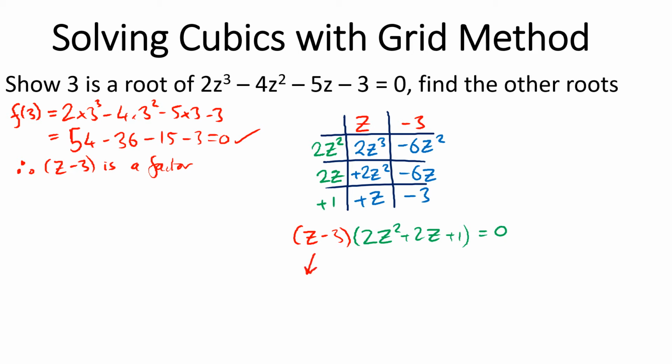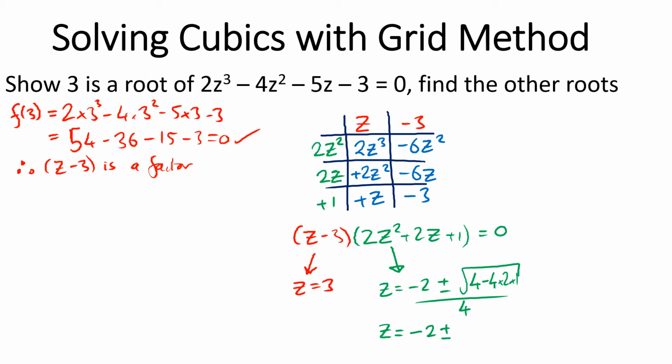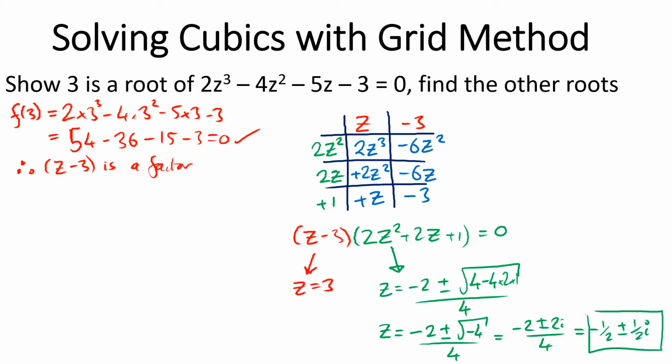And so our solutions are going to be z equals 3 and z equals, and then we'll do the quadratic formula. Don't forget to put 2 times 2 on the bottom. A lot of people just put 2 instinctively, myself included. So minus 2 plus or minus, that's the square root of minus 4 over 4, which is minus 2 plus or minus 2i over 4, which is minus a half plus or minus a half i. So there are our solutions. That took 2.5 minutes. You can see this is a very speedy way of getting stuff done.